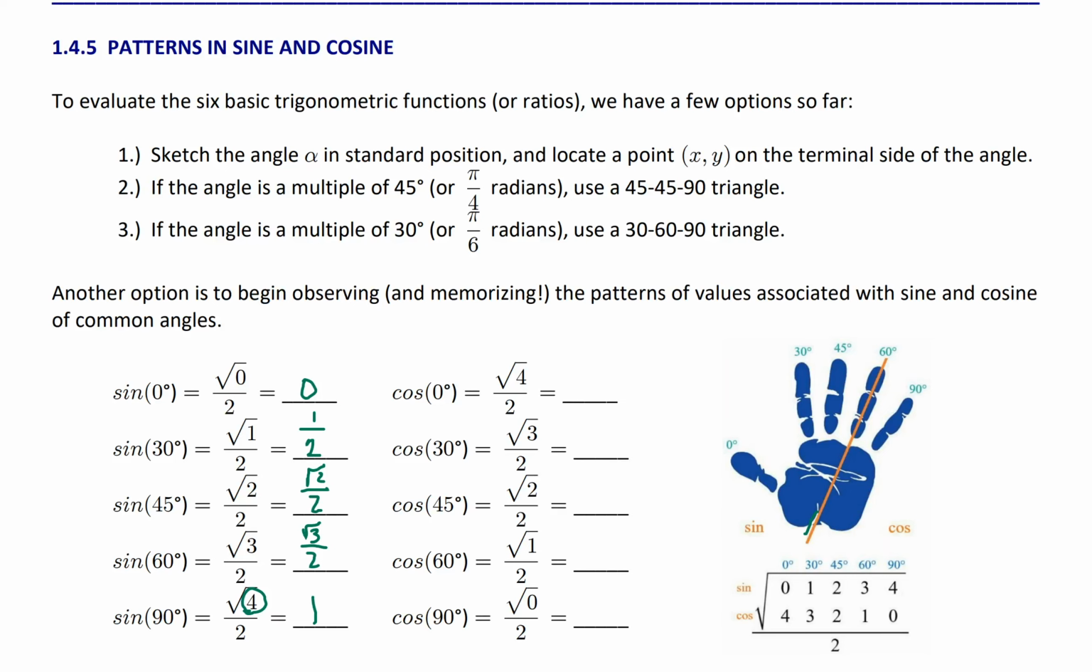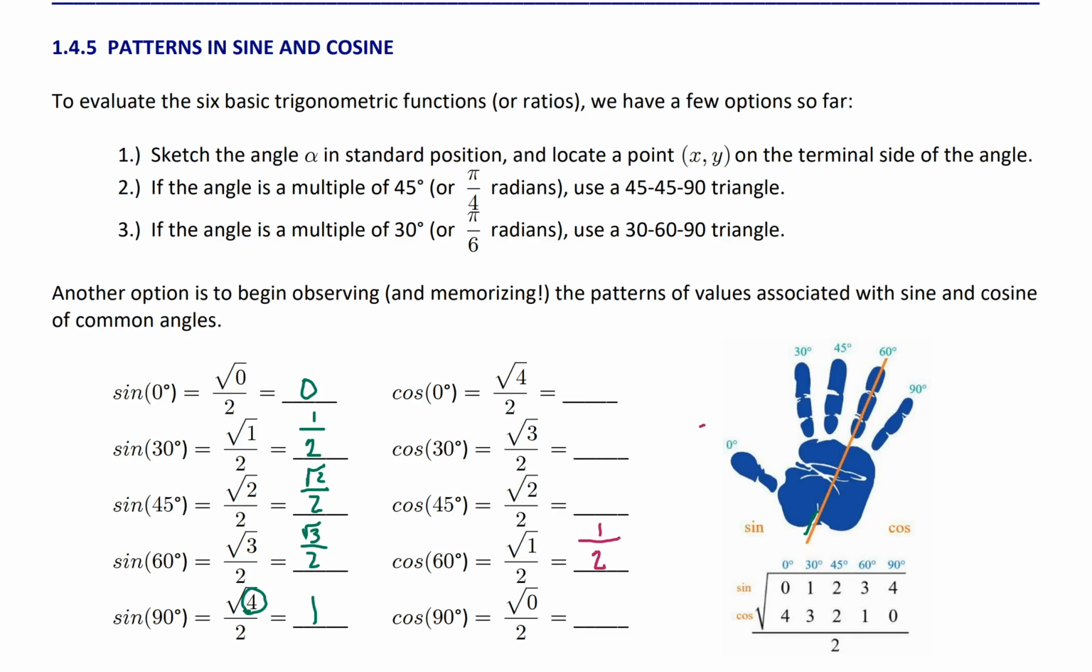Similar patterns emerge for cosine. Now, notice again, our angles are increasing from 0 degrees to 90 degrees. Again, we've got a 2 in the denominator for all of these ratios, but now we're going to start with a radicand of 4 and decrease down to a radicand of 1. To evaluate cosine of an angle, I'm going to count the fingers above the one that represents the angle. So, for example, let's suppose we want to calculate cosine of 60 degrees. I'm going to count the number of fingers above that angle. Notice I have 1, and that's the value that goes under the radical. So, cosine of 60 degrees, when we simplify, would be 1/2.